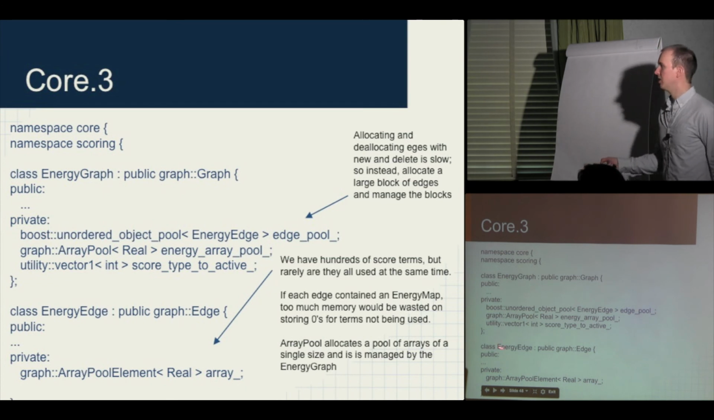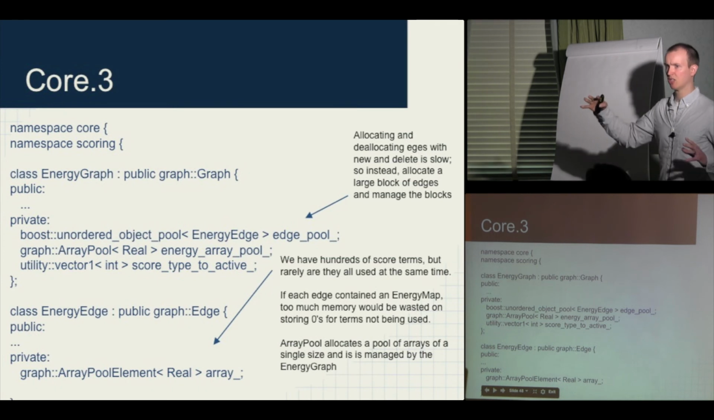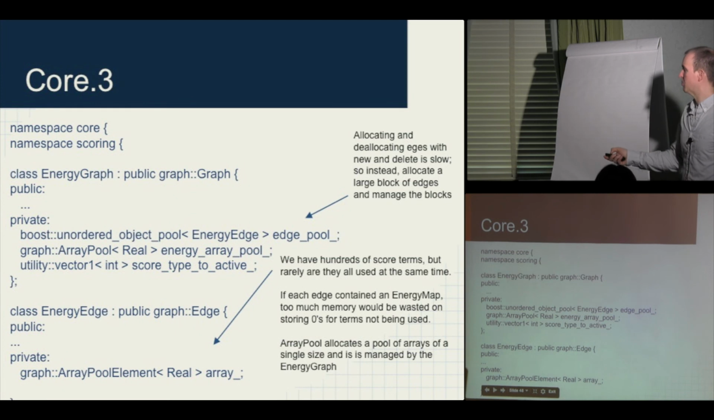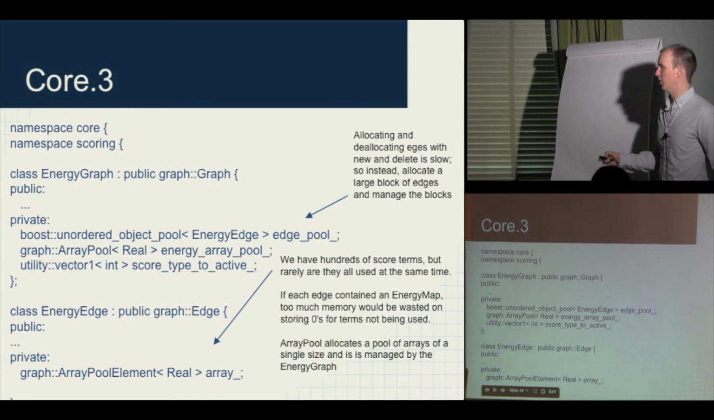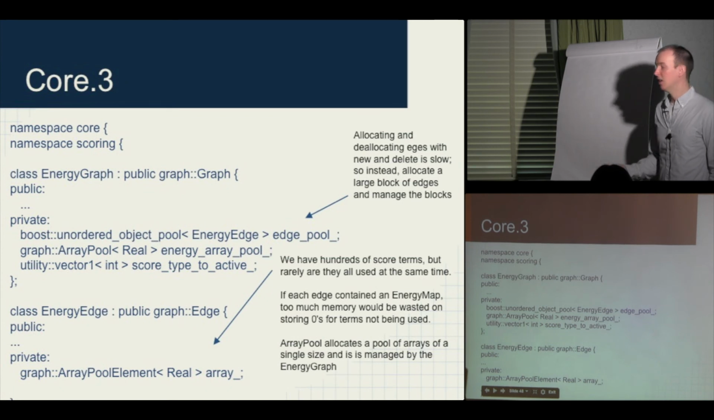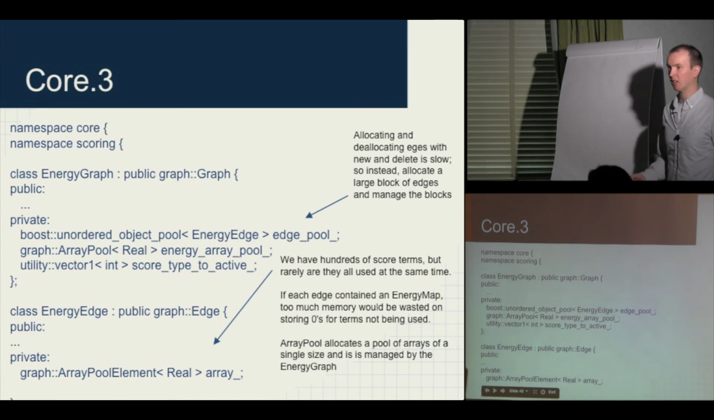And so a slightly more efficient representation here is to use this array pool element class, which is a small array. It's allocated on the heap, but it's allocated in blocks, large blocks of, say, 32 or 256 of these small arrays at a time. And it's managed by this array pool class. And then all the arrays in this pool are exactly the same size. So if there are only, say, 6 two-body terms that are active in the score function at one time, then each array element will only have 6 entries in it. And so this makes it a much lighter weight implementation of this.